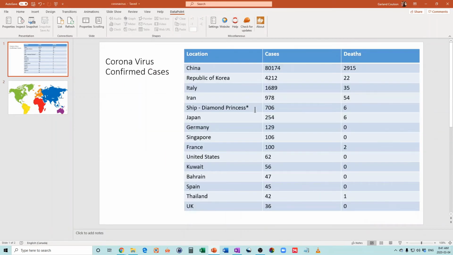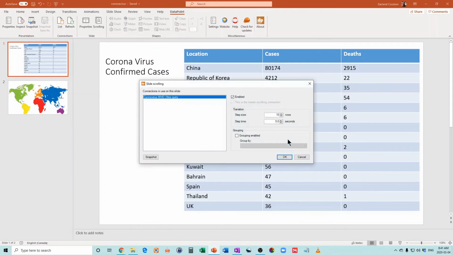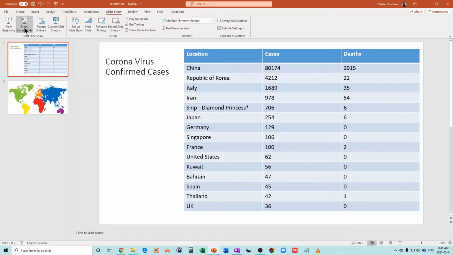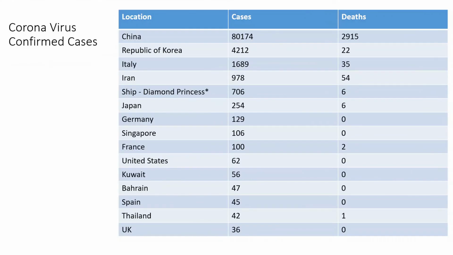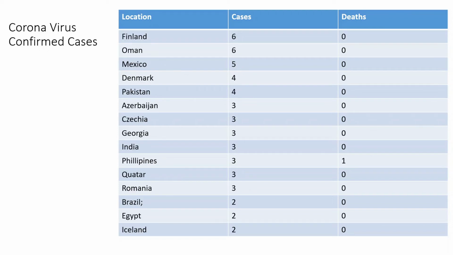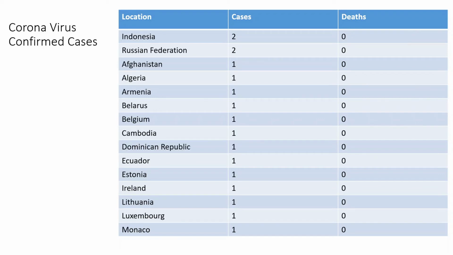So now what I'm going to do is I'm going to click on here and I'm going to go scrolling and I'm going to use data scrolling to be able to show the data that's in more than one slide. So I'm going to go step size of maybe 15 rows, step time of 5 seconds, click on that. And then when I run this slideshow, it's going to page through the data for me. And as you can see, it goes through Australia 27, Malaysia 24, and then down to Finland. So this is a great way to be able to show the data on a single slide, but when you've got more than what would fit on the slide.